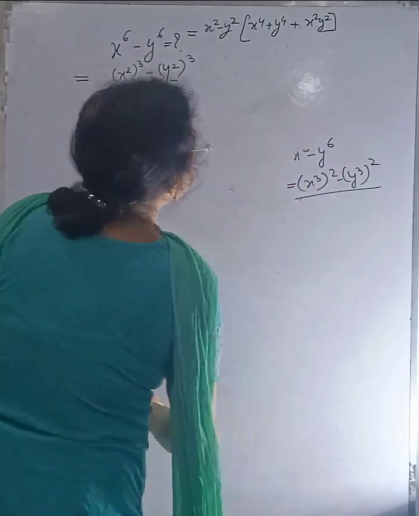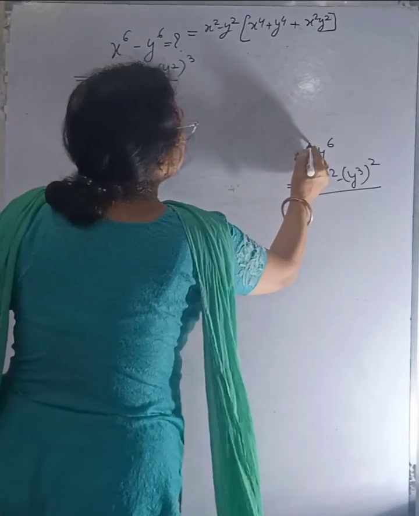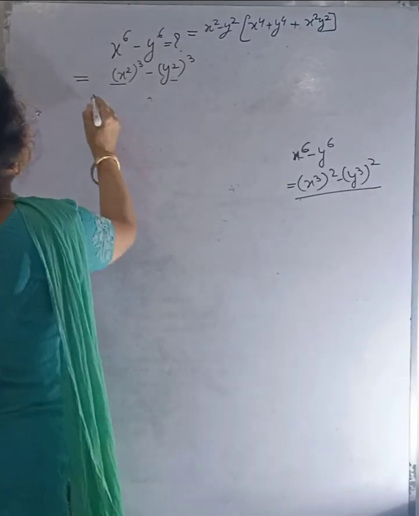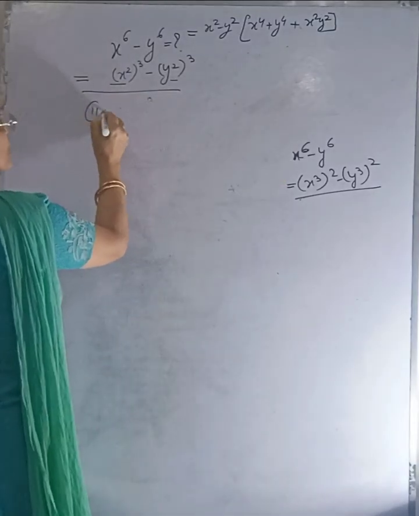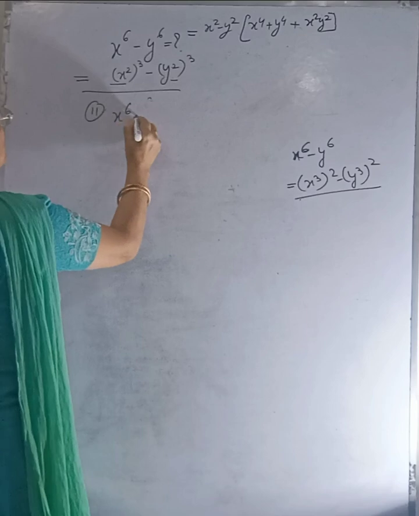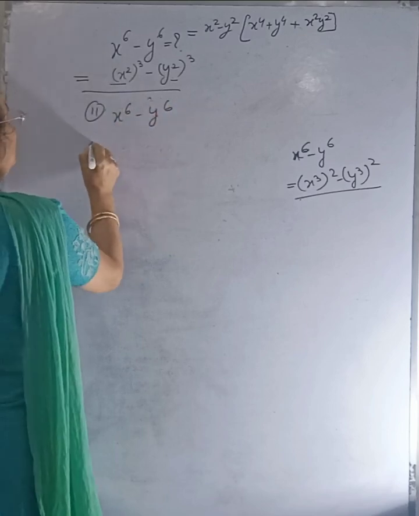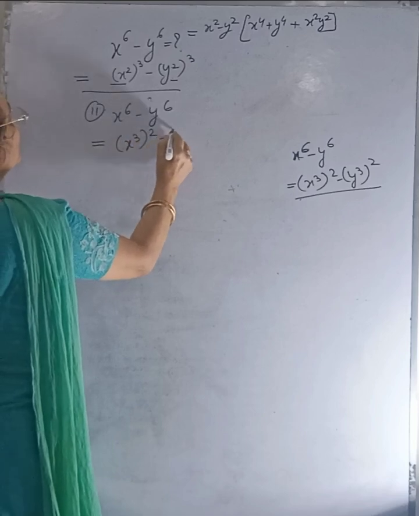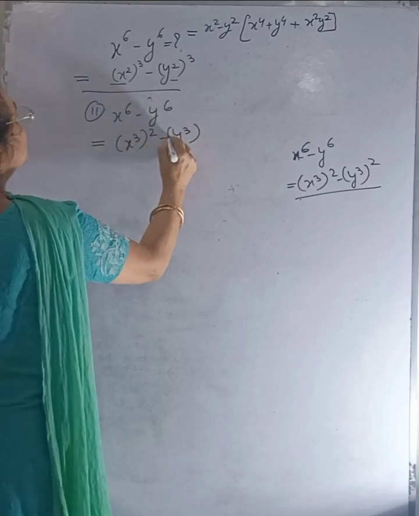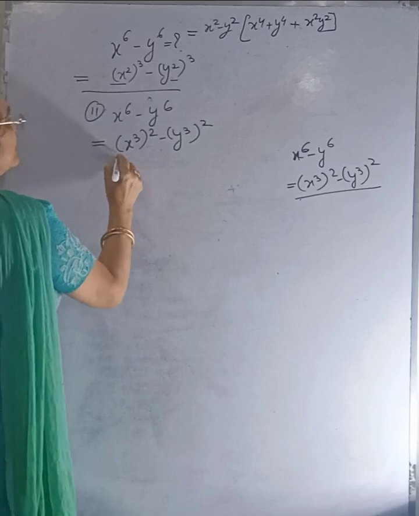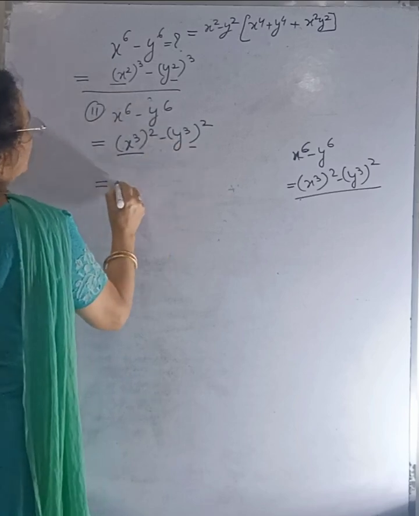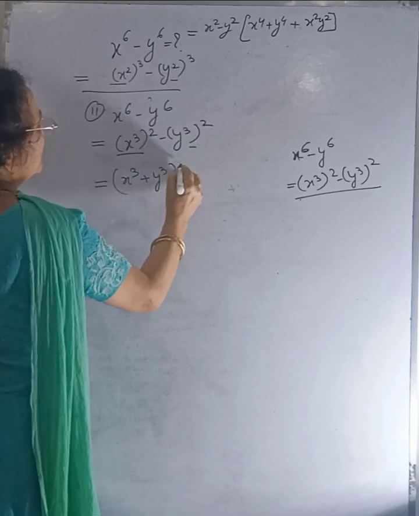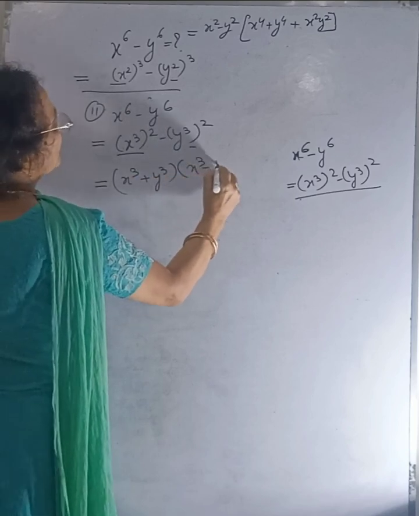Whatever the type of formula you can use, whichever formula you can use. Now this is our second method. We are given x to the power 6 minus y to the power 6. This can be written as (x cube) whole square minus (y cube) whole square. This is a square minus b square, which can be written as (x cube plus y cube) into (x cube minus y cube).